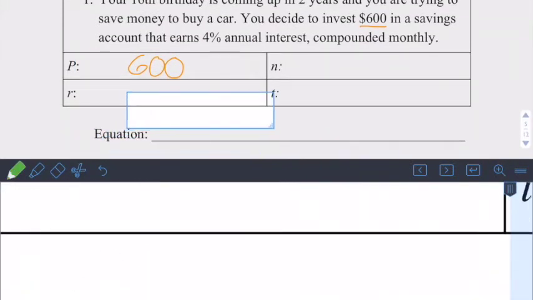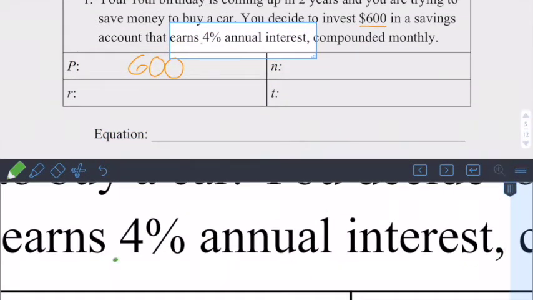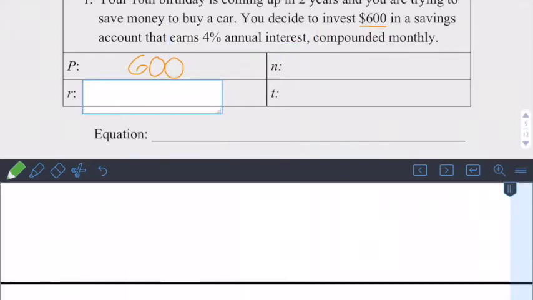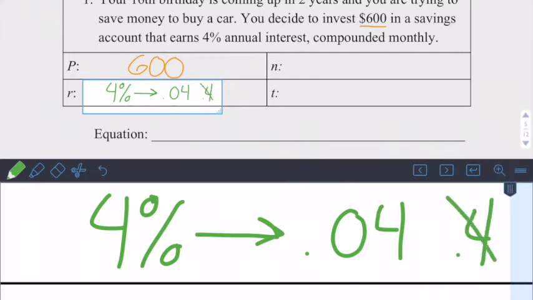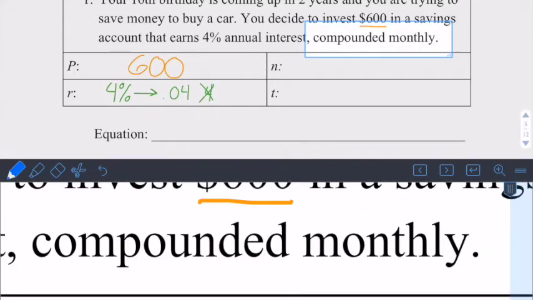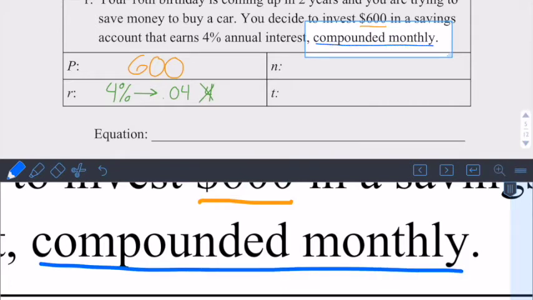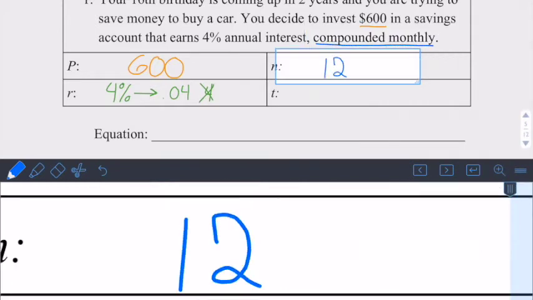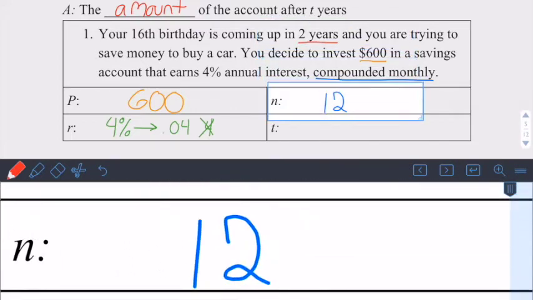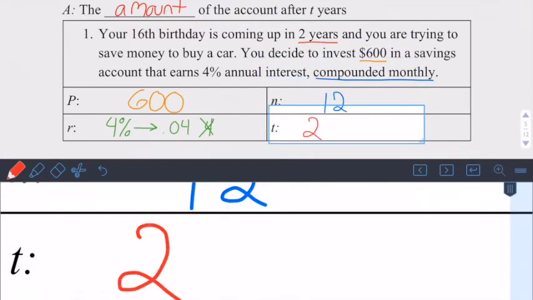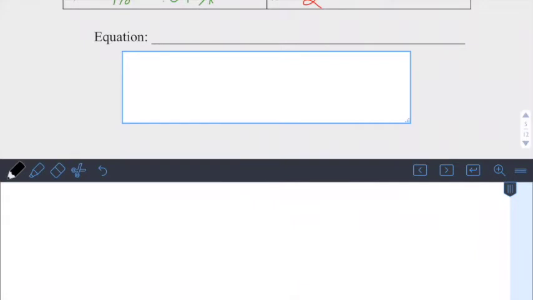Now we see that the account earns 4% annual interest. So 4% would be R, which we remember is written as 0.04, not 0.4. Now we see that this account is compounded monthly, which means N will be 12, since it is compounded every single month. And since your 16th birthday is coming up in 2 years, T will be 2.